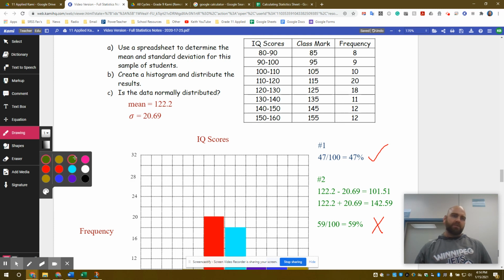And I'm just going to quickly circle. We were looking at these ones right here for being inside of 1 standard deviation. There's just not enough. There's too much outside to consider this normal.